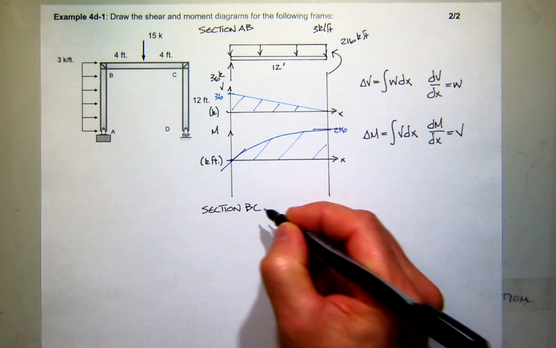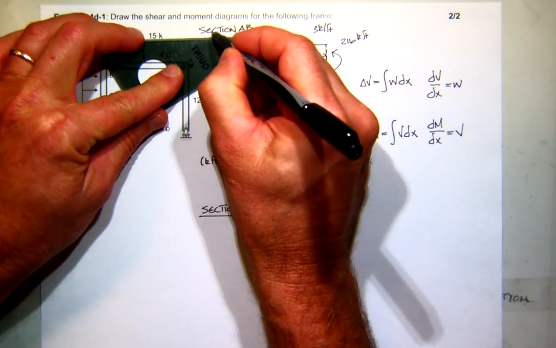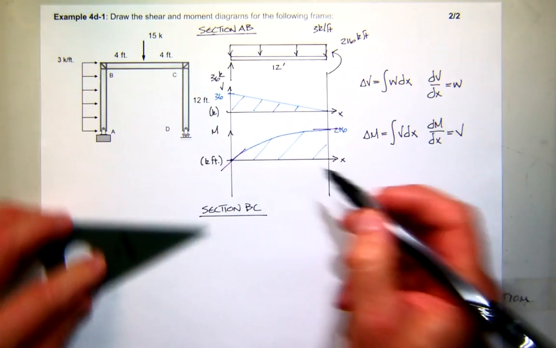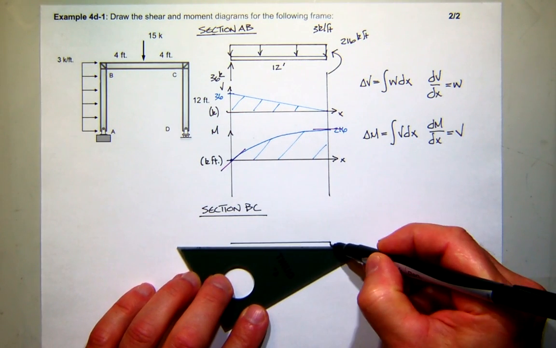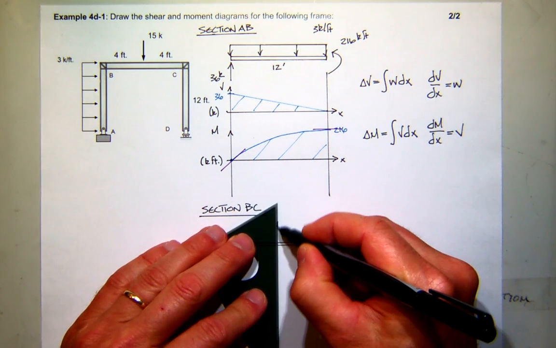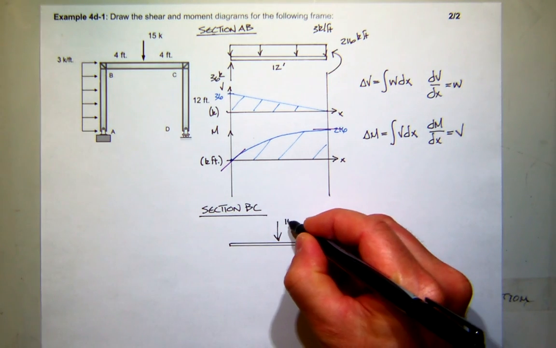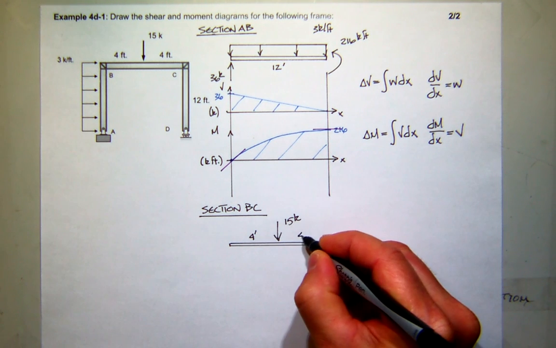So let's come down here and do section BC. Now BC looks just like a beam, so there's no rotation involved. I'll just draw it in. It has a load right in the middle, that's 15 kips, and 4 feet and 4 feet.